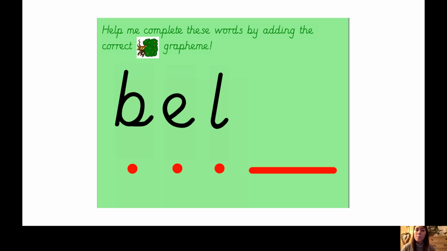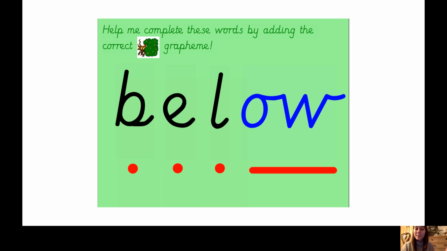B-E-L-O, below. Where is this O phoneme? At the end of the word. So who must this be? It must be Mummy, and Mummy is spelled O-W. There she is at the end of the word.